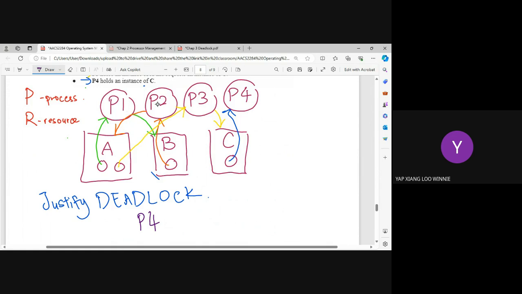Now you go to process 2. Process 2 is requesting resource A, and resource A is fully occupied as well. There's no A for this process 2 to use.